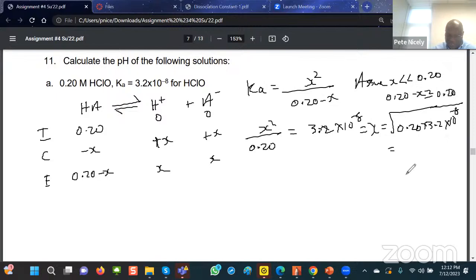So let me do this again. So it's 0.2 times 3.2 times 10 to the minus 8. And then find the square root of that. And that is 8.0 times 10 to the minus 5. And then we do the percent dissociation to see if our assumption is valid.